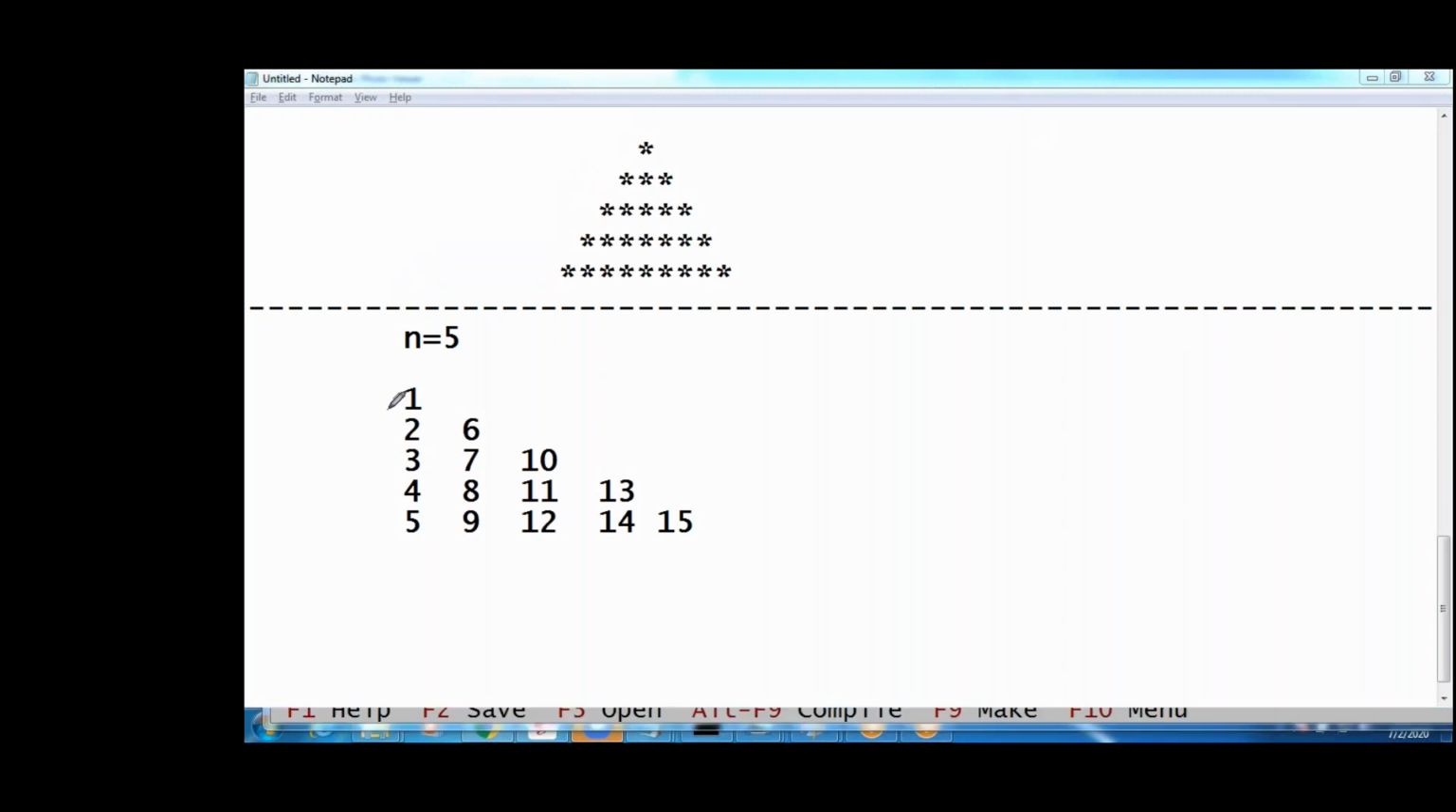Next second row has to print, means 1 first row, then 2, 6 has to print. Next third row, 3, 7, 10 has to print. Fourth row. Next this row has to print. Next this row has to print. This way only can print, guys. Clear it is. Now how to print, guys?